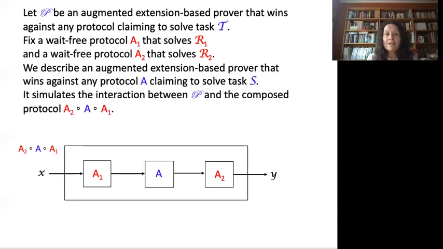We describe an augmented extension-based prover that wins against any protocol A claiming to solve task S. It simulates the interaction between the prover P and the composed protocol. Since P wins against any protocol claiming to solve T, it wins against this composed protocol. We show that this implies our prover wins against protocol A.